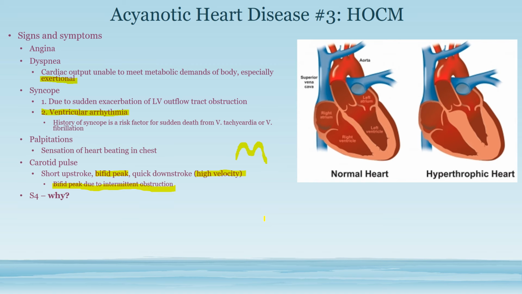S4. Why do you get that? Remember, all hypertrophied hearts get S4 because of the contraction of the atria. Blood from the atrial contraction hits the ventricular walls and causes an S4 heart sound.